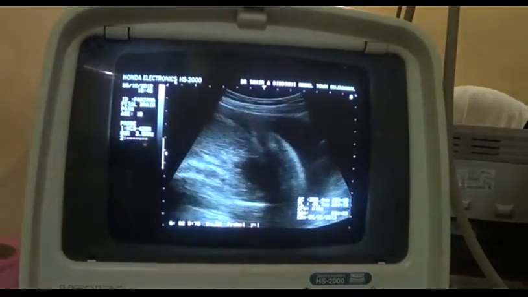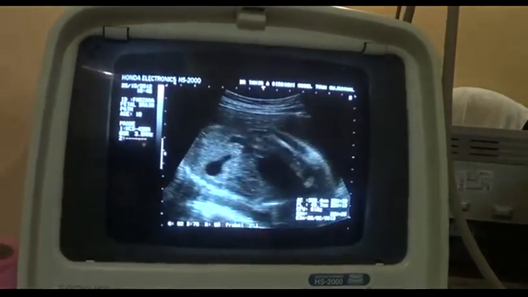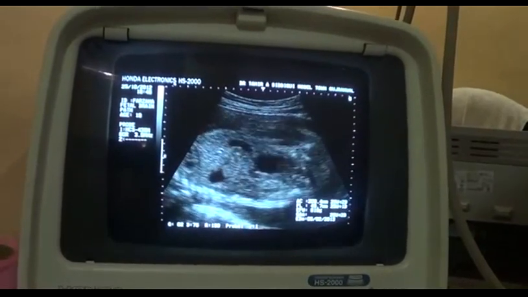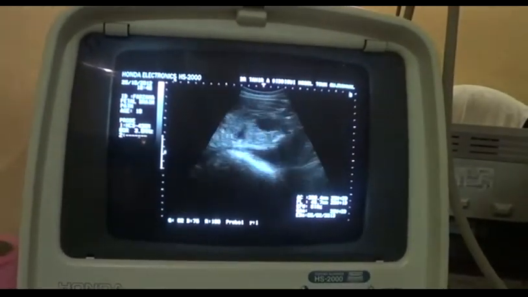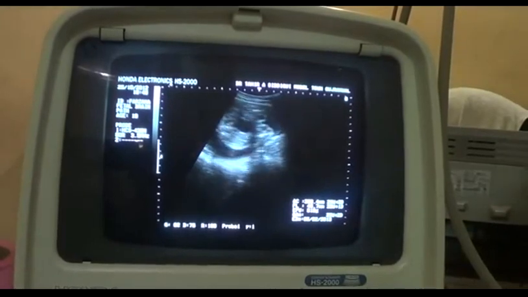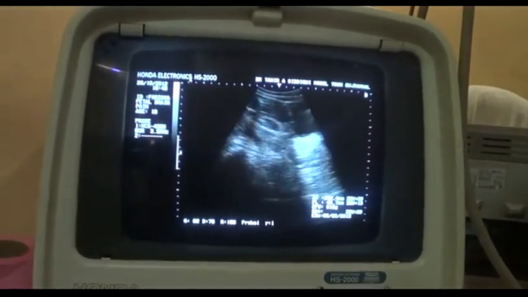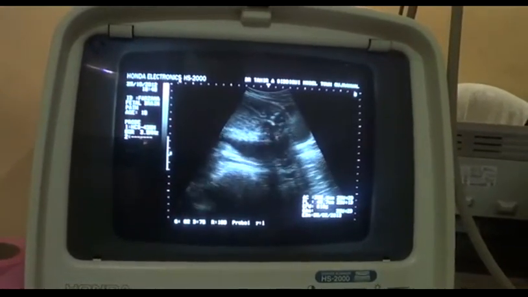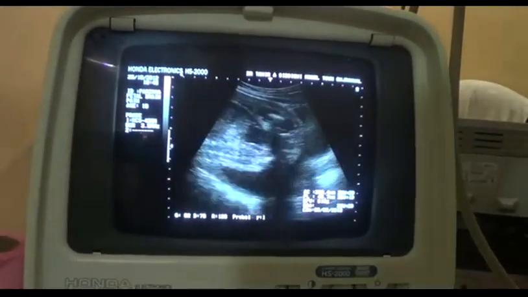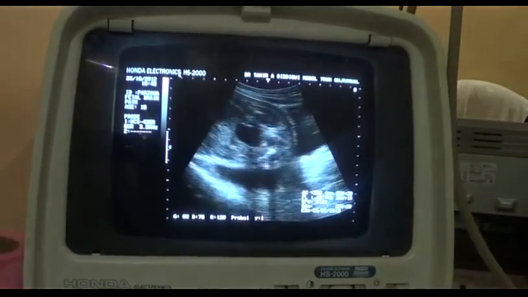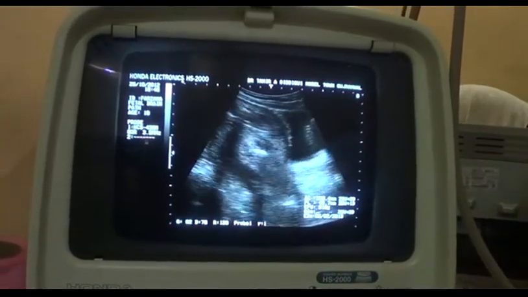If you note the activity of the fetus, the movements are too much, more than expected for this 25 weeks pregnancy. The fetus is hyperactive. The movements are more than expected normal.